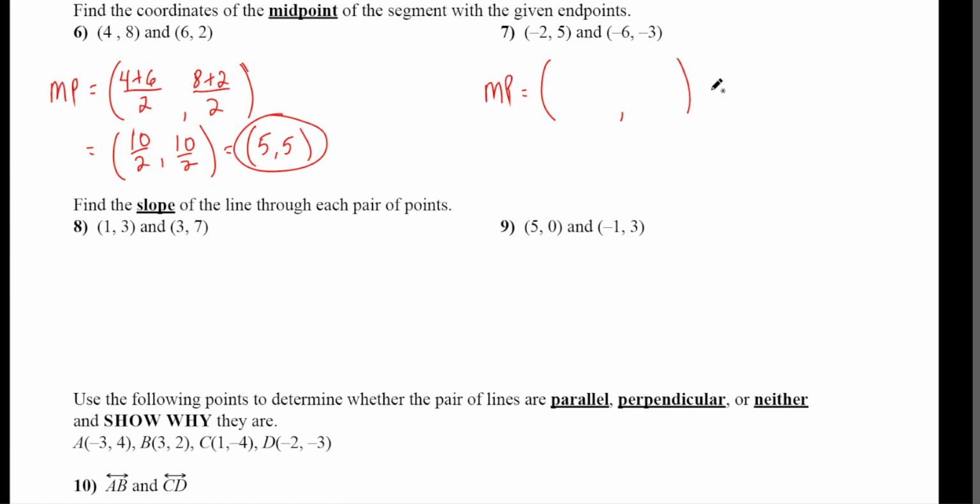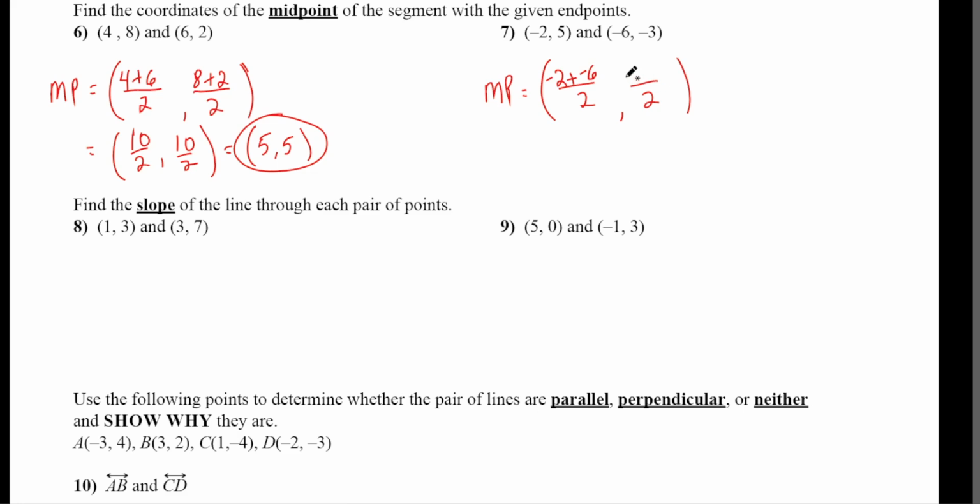All right, I always like to put the ordered pair first. I put over 2, put over 2. Everybody can do that, can't you? All right, and what do you do to the x's? Add them up. So it's negative 2 plus, right, you're adding, plus what? A negative 6. All right, we'll figure that out in a second.